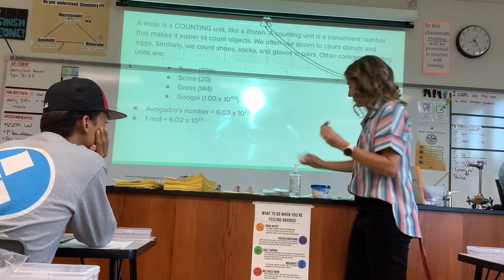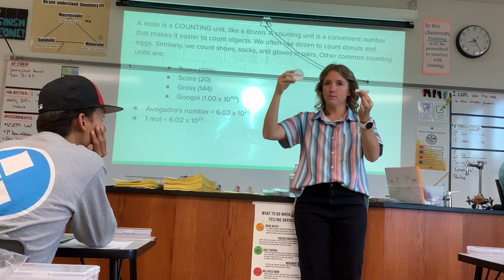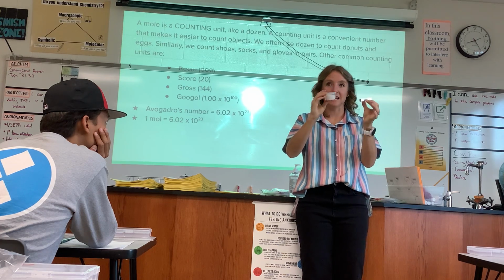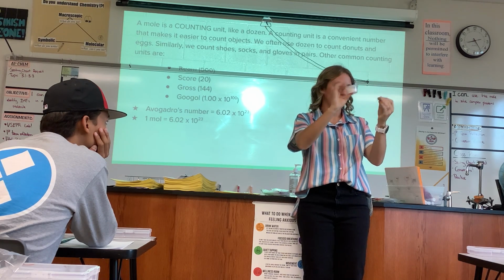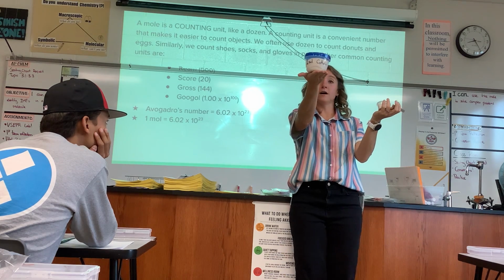Okay, this is a mole of salt. NaCl is its chemical formula. So there are 6.02 times 10 to the 23rd NaCls in this container. Okay, this is a mole of sugar.